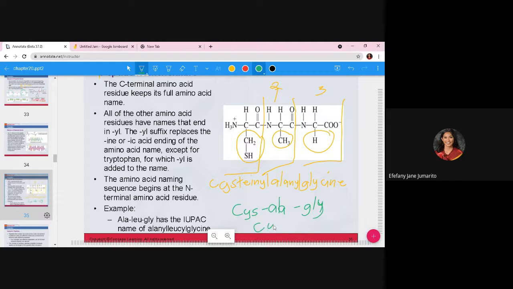Now, if I write cysteine, glycine, and then alanine, are they the same? No, ma'am. They are different. What do we call them? Glycine comes first and alanine follows. They are isomers.